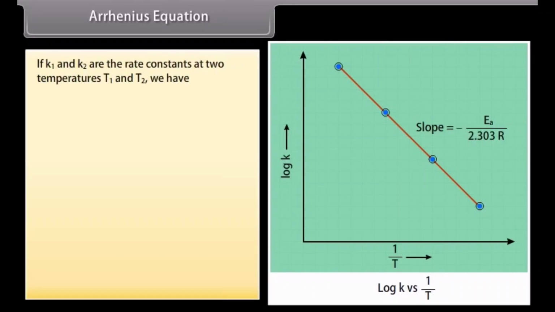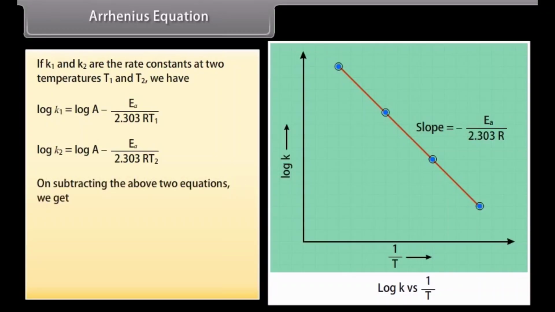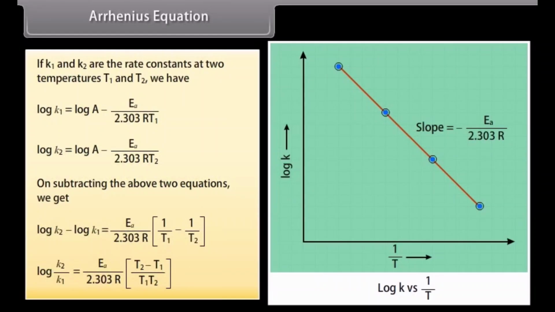If k1 and k2 are the rate constants at two temperatures T1 and T2, we have log k1 = log A - Ea/2.303RT1 and log k2 = log A - Ea/2.303RT2. On subtracting the above two equations, we get log(k2/k1) = Ea/2.303R multiplied by (T2 - T1)/(T1 T2).